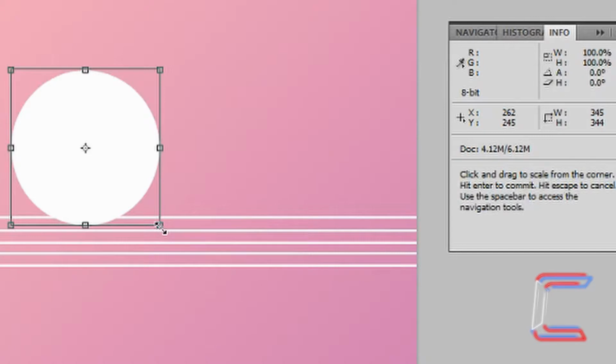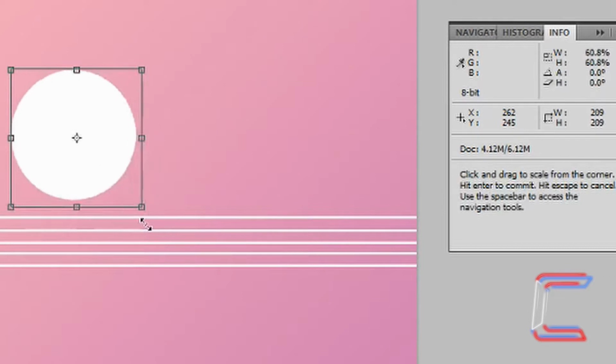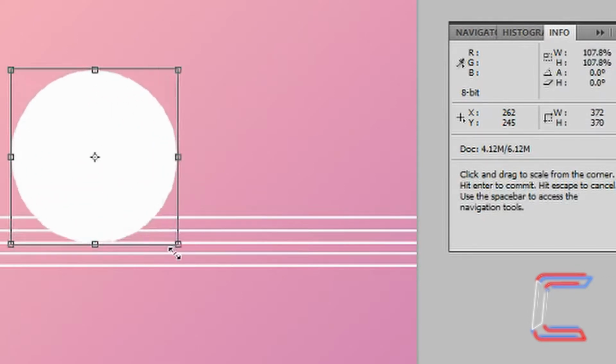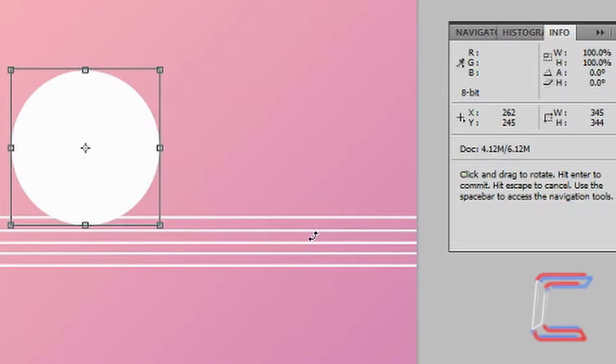And should you wish to resize the sun using the Ctrl and T transform option, as I have done here, hold in Shift and left click in one of the corners, hold your mouse button down to resize your sun as you drag the mouse cursor up or down. Press Enter when you're done.